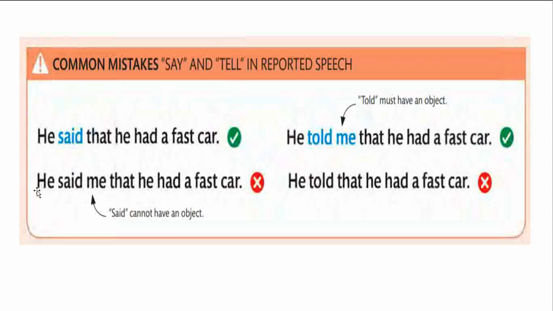Now, these two expressions are incorrect. Let us analyze why. He said me. Or he said to me is also wrong, because when the word said to is there, you have to replace it with told. He said me does not exist. Said cannot have an object. So it has to be said to me, only then it will be correct. And he told that he had a fast car. This is also incorrect. He told me that he had a fast car, only then will it be correct. So he said that he had a fast car. He told me that he had a fast car. This is correct. With this, we have come to the end of the lesson.